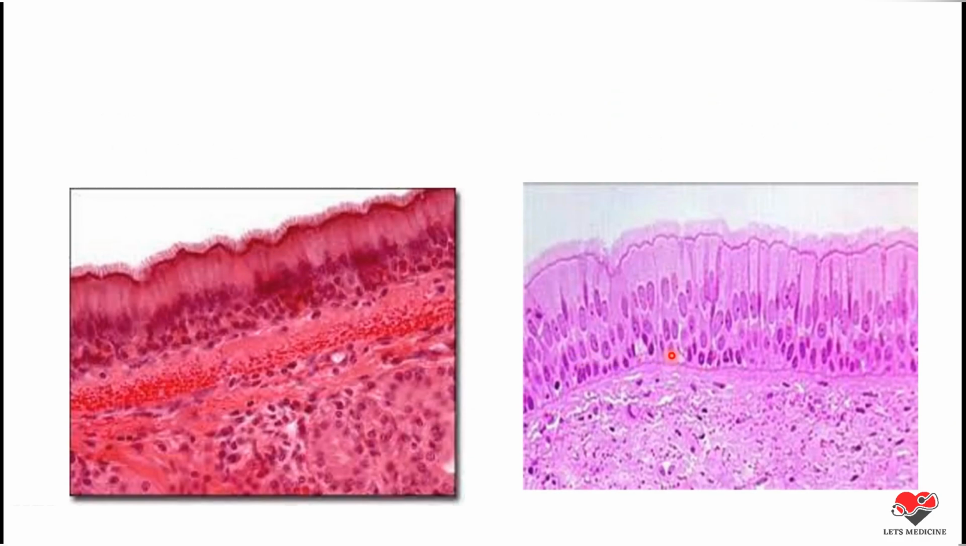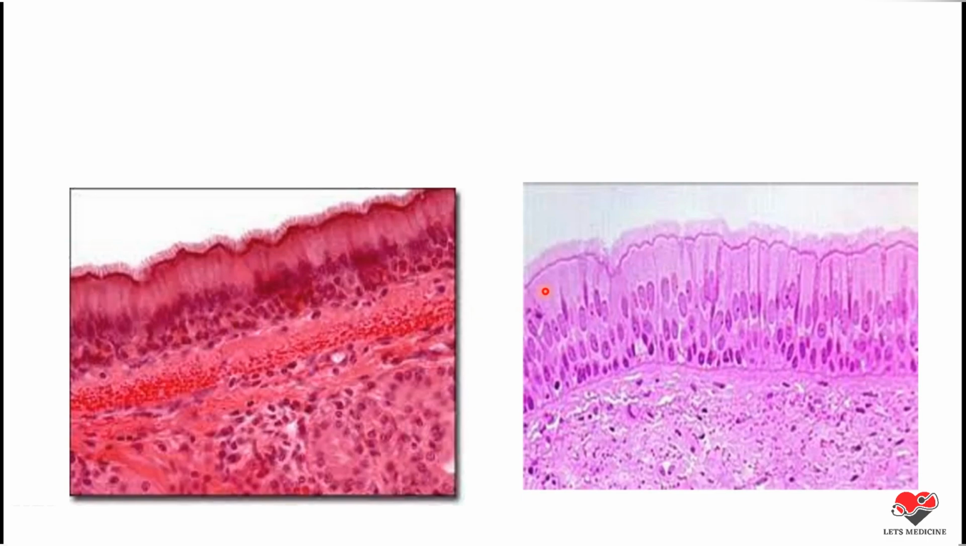Here we have some light microscope images of pseudostratified columnar epithelium. Here you can see the different levels of nuclei. Here is another image. This one is not very clear, but you can appreciate the level of nuclei in this light microscope image as well.